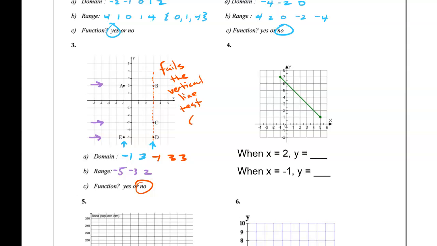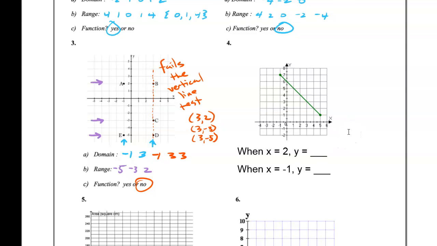Okay. So like the point 3, 2, the point 3, -3, and then the point 3, -5. They all have different answers, so that's why it's not a function. Yeah. Nope, that's perfect. That's why I wanted to do this review, because there's lots of different ways to answer these same questions.